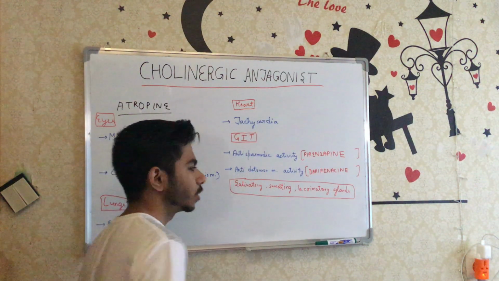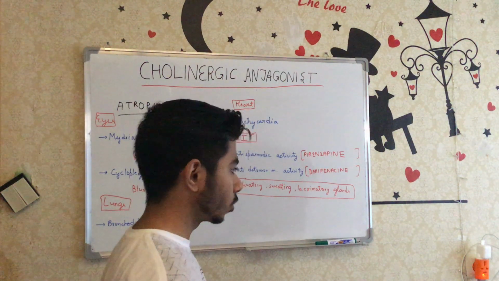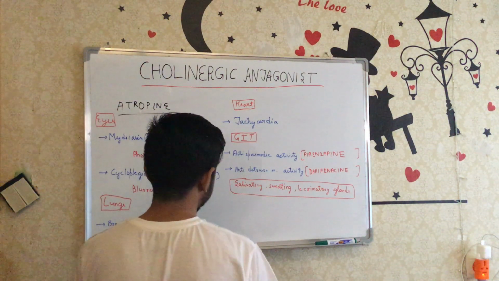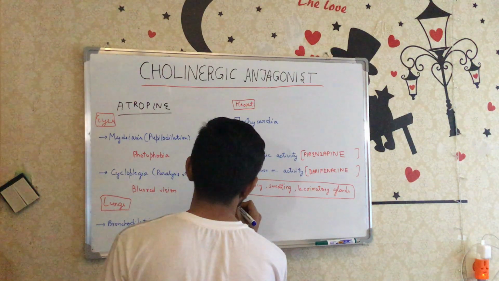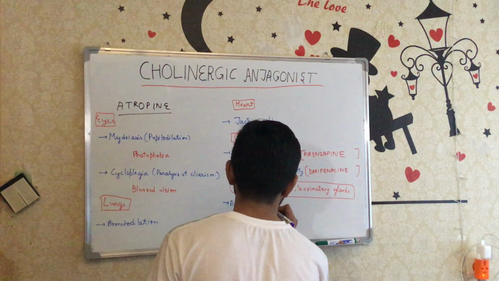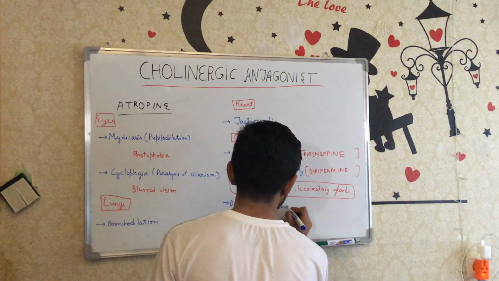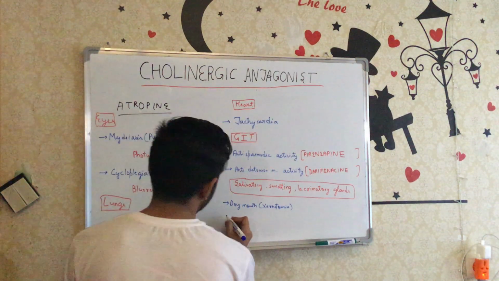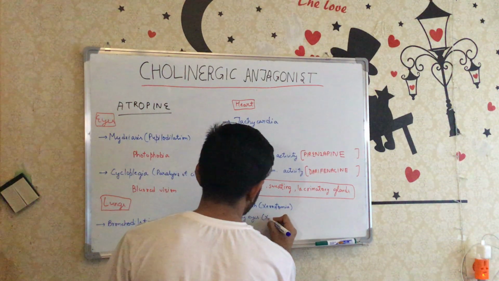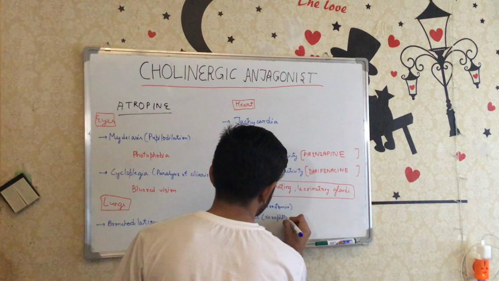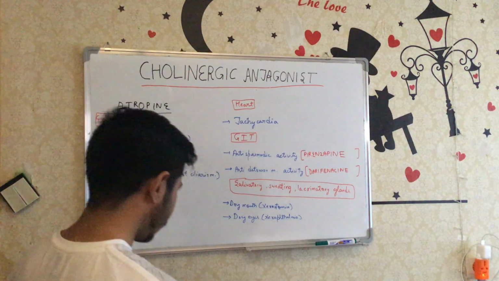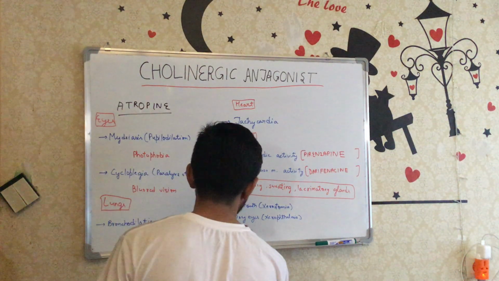As far as salivation is concerned, there will be no salivation because of the blocking of the cholinergic receptors over there. So there will be dry mouth, which is xerostomia. There will be dry eyes as far as lacrimation is concerned, which means xerophthalmia. Also, there will be no sweating as far as sweating glands are concerned.